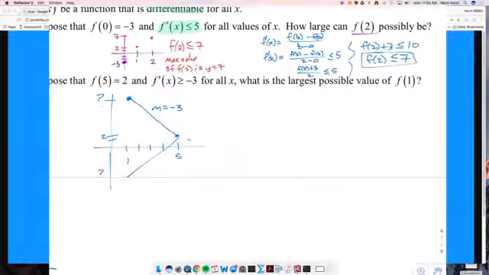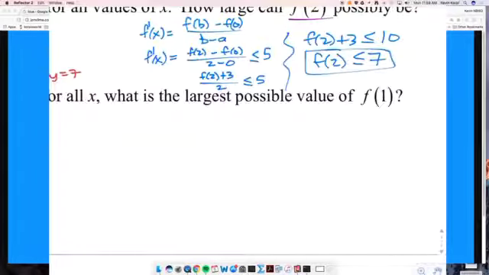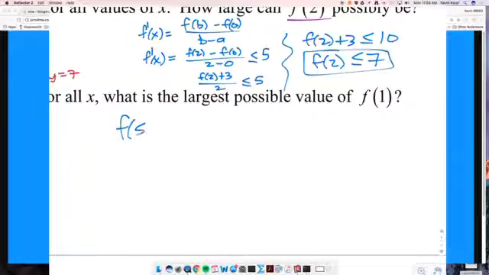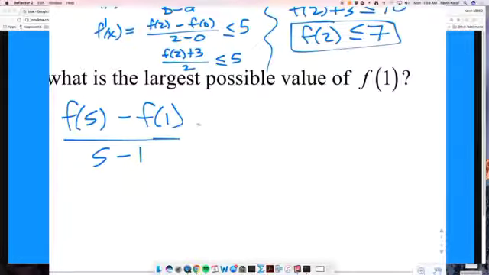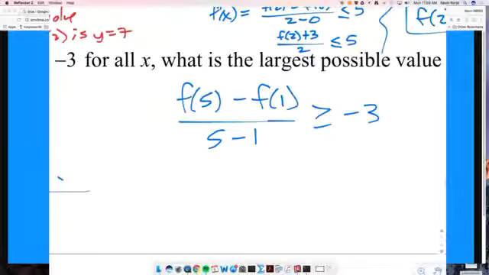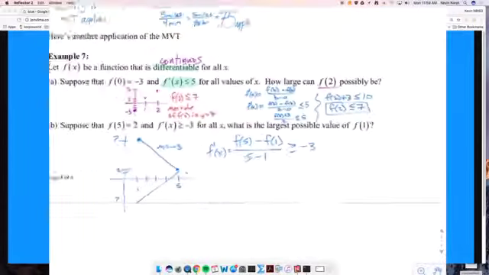Maybe we just set it up like this. We're talking about f of 5 and f of 1, so we know that f of 5 minus f of 1 all over 5 minus 1, since that's another name for f prime, right, because it's a differentiable function, has to be like f prime greater than or equal to -3. Now, if you want to go ahead and put f prime here first, that's fine. That's what the mean value theorem guarantees. And now you can plug in.